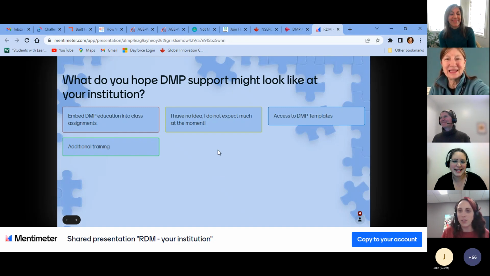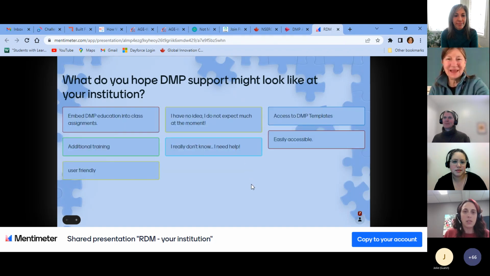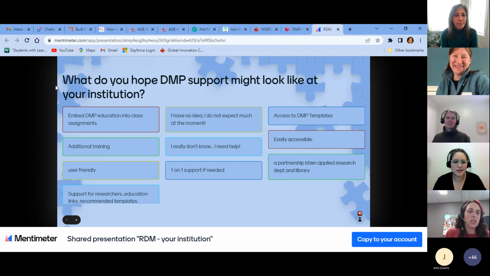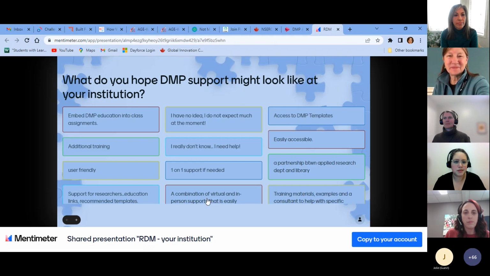Access to DMP templates. Embed DMP education into class. Additional training. Easily accessible. User friendly. One-on-one support if needed. A partnership between applied research department and librarian. Yes, please. Support for researchers, education links, recommended templates.